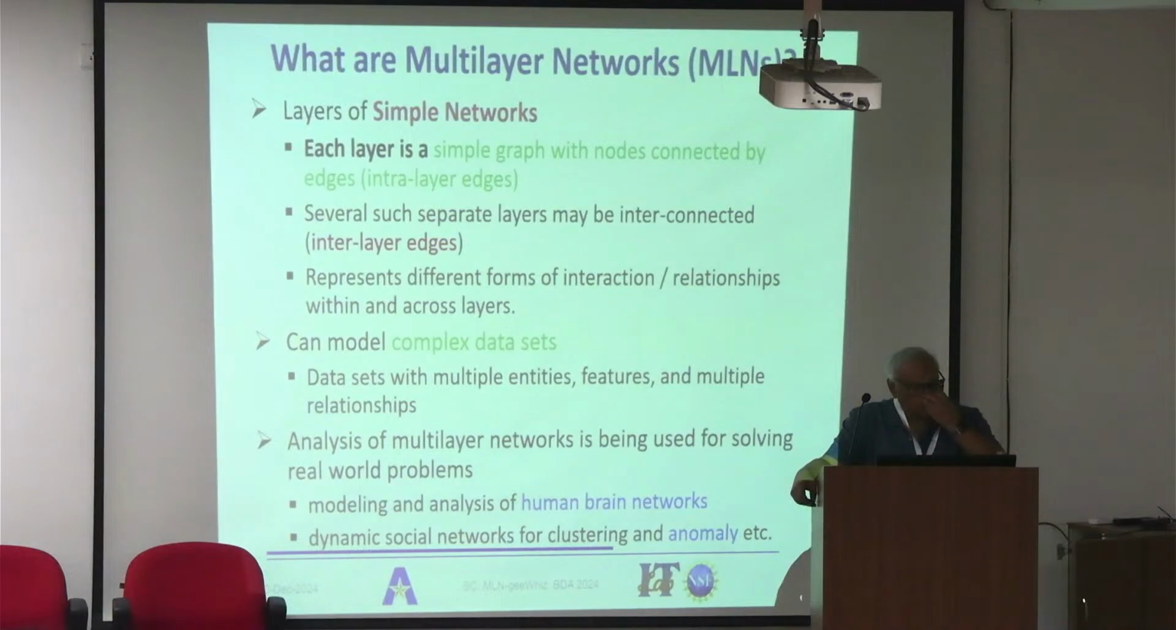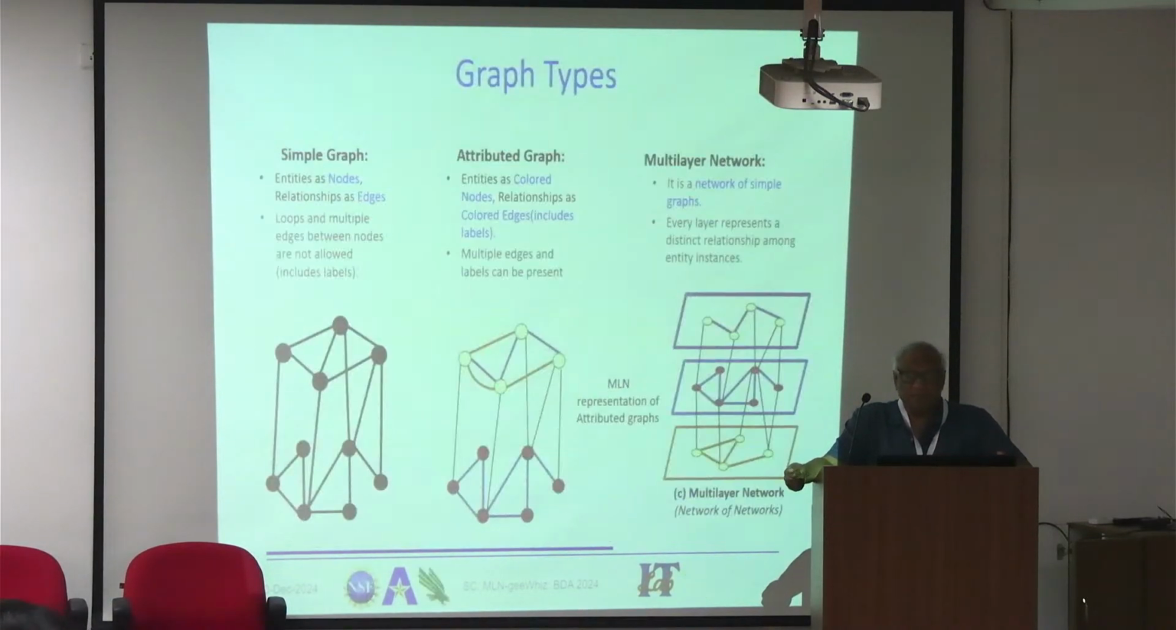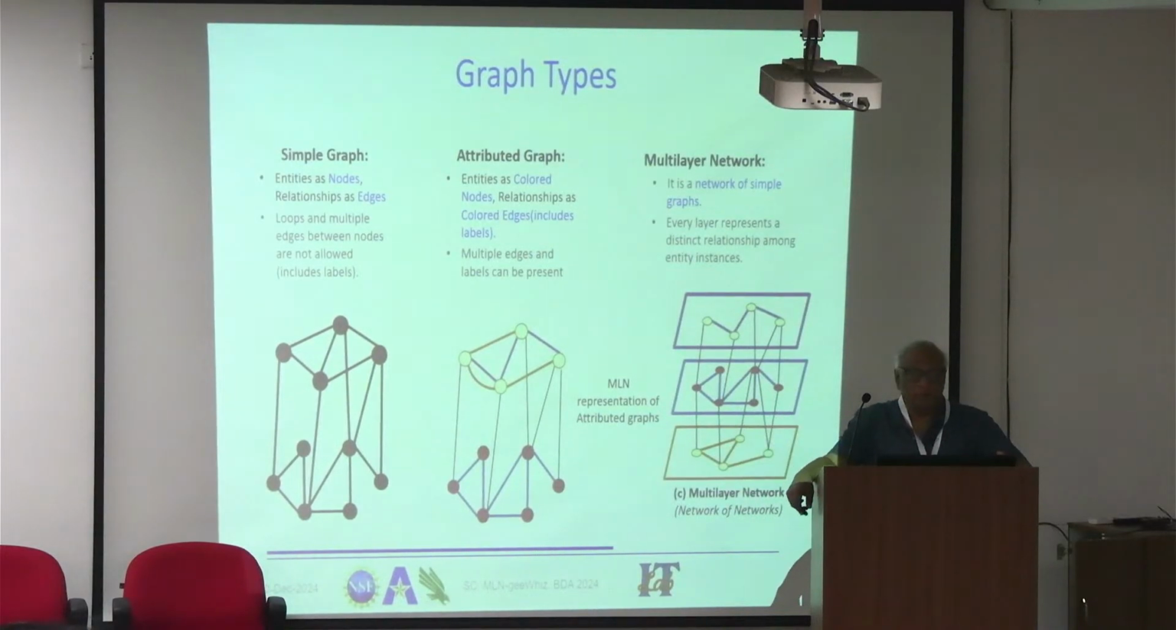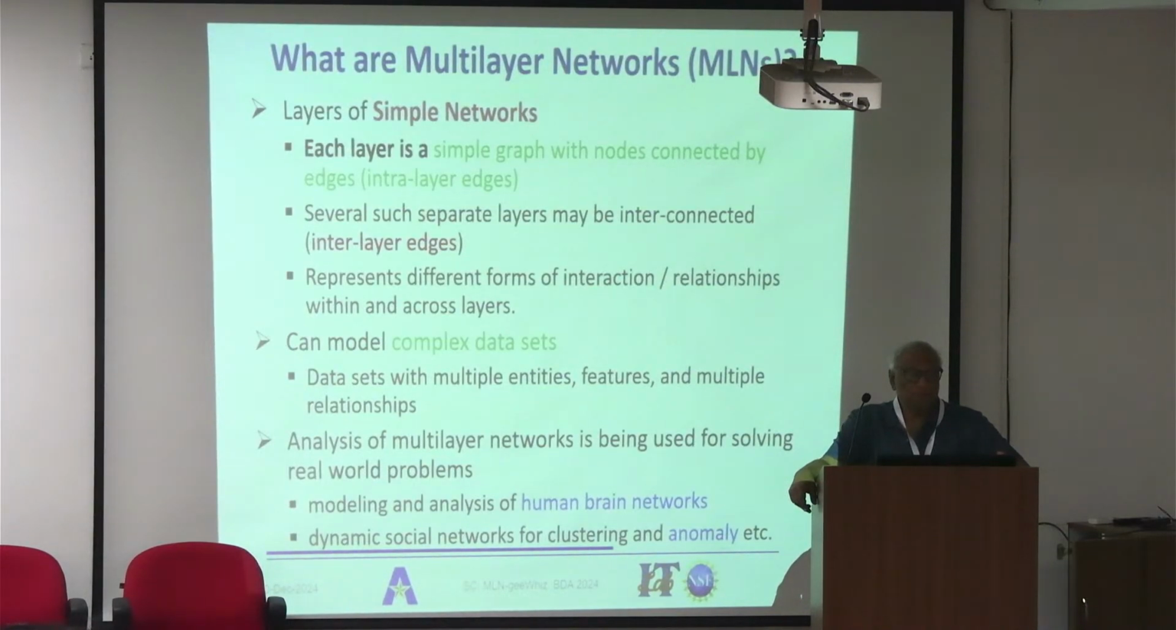So this can model complex data sets with multiple entities. Just like I showed you here, this MLN on the right hand side has 3 different types of entities and 3 or 4 different types of relationships, which gets kind of not very clear in the attributed graph representation. So analysis of multi-layer networks is being used for solving real world problems. This has been used in very many different domains.